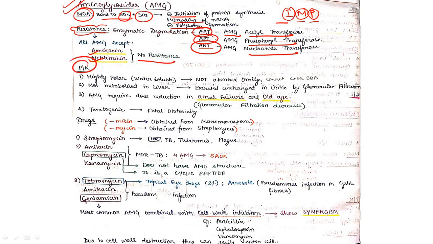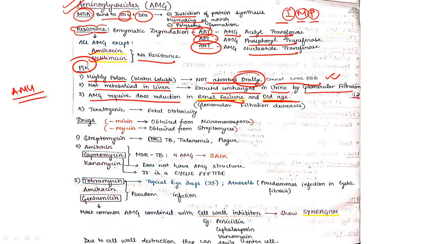Now coming to the pharmacokinetics, it is highly polar. These aminoglycosides are highly polar, meaning highly water soluble, so they are not absorbed orally, and are also not able to cross the blood-brain barrier because of the high polarity. It is not metabolized in the liver, so it will be excreted unchanged in urine by glomerular filtration, and because it depends upon the kidney, AMG requires dose reduction in cases of renal failure and old age patients. Okay, so aminoglycoside dose reduction must be done in patients of renal failure and old age. This drug is also teratogenic, so it can cause fetal ototoxicity, clear.